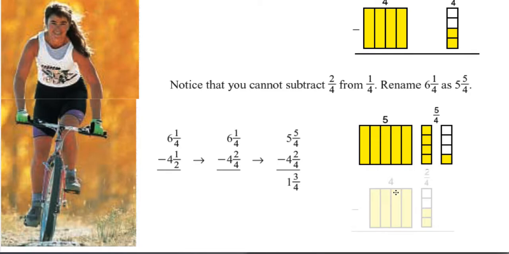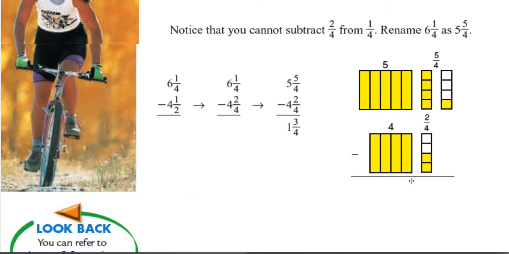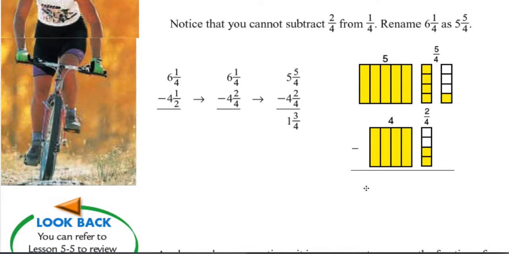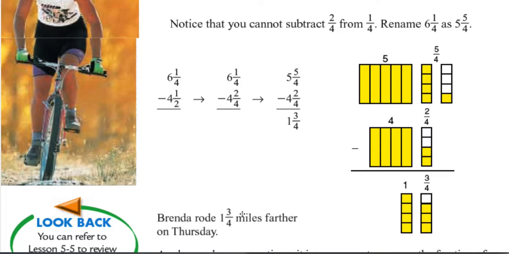If you subtract 4 2/4 from there, it is very evident how you will get the difference of 1 3/4, because 5 minus 2, I'm sorry, 5/4 minus 2/4 will give you 3/4, and 5 minus 4 will give you 1 whole unit. So Brenda rode 1 3/4 miles farther on Thursday.